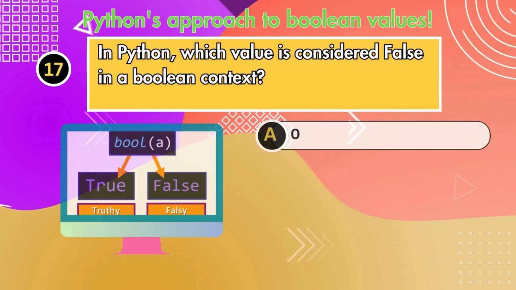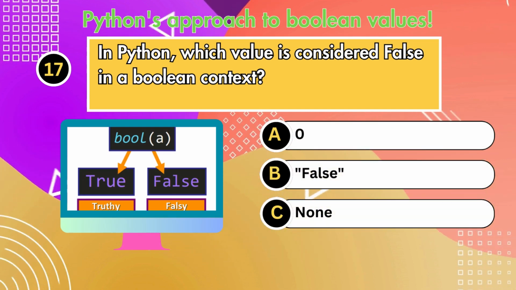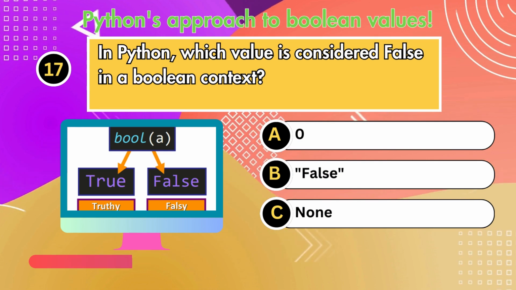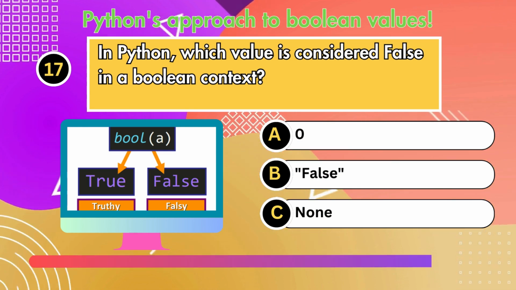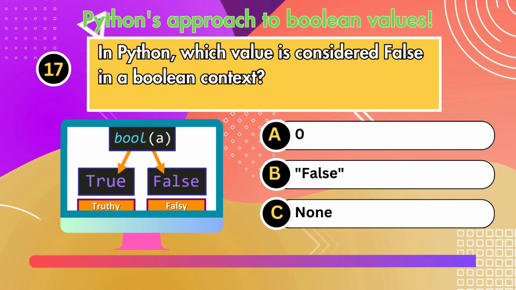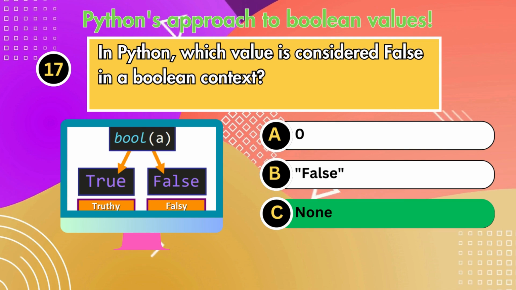In Python, which value is considered false in a Boolean context? A. 0. B. False. C. None. Answer is none.